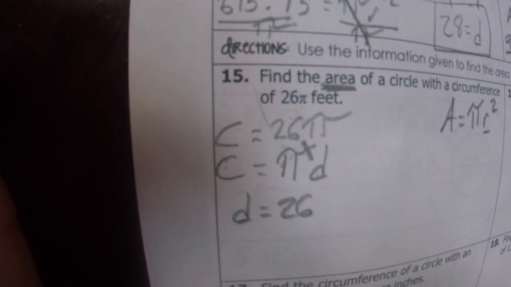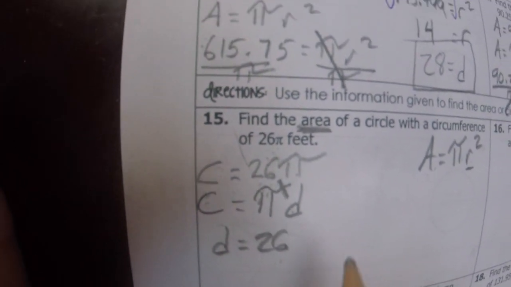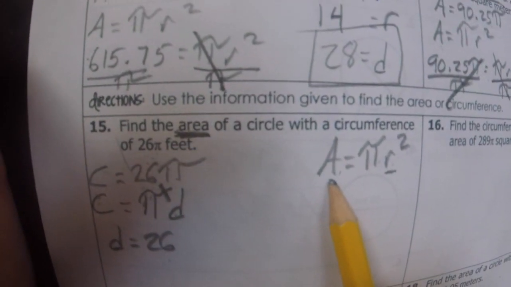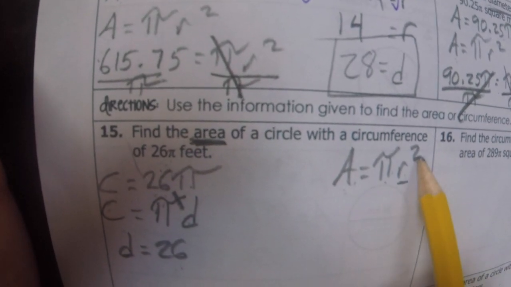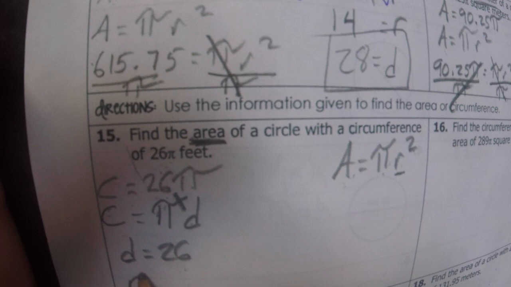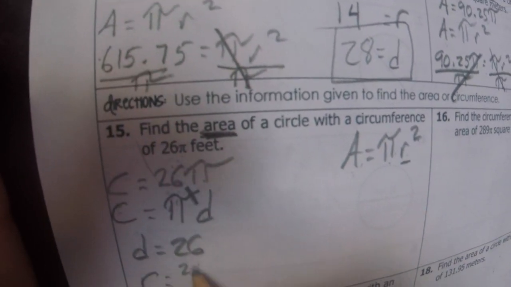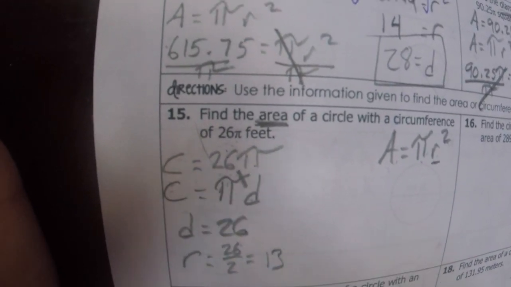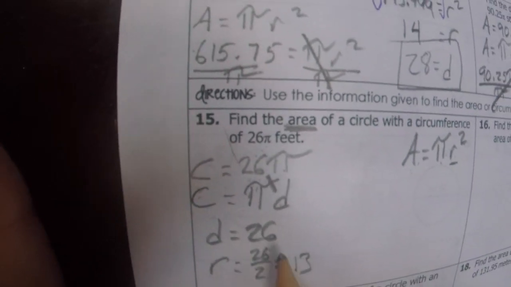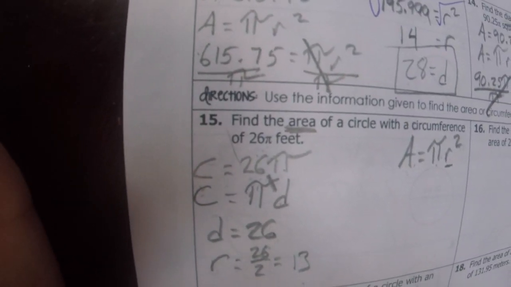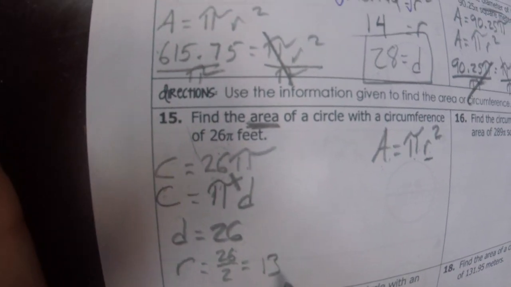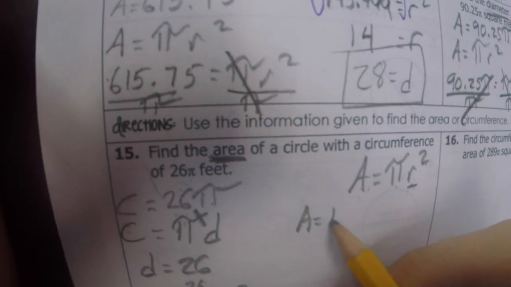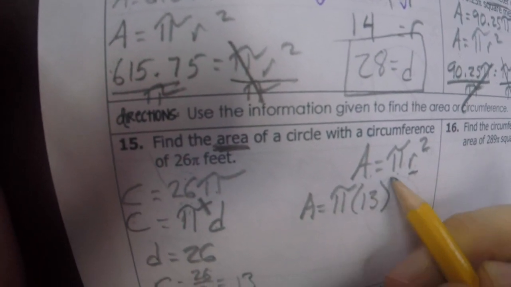Okay? So, how am I going to use this information to figure out the area? Well, in order to find the area of a circle, I need to do pi times the radius squared. If the diameter is 26, what's the radius? Radius is 26 divided by 2, which I think is 13. The diameter of a circle is 26. That means the radius has to be 13. Now I can just take 13 and pop it in for R. Area equals pi times 13 squared.